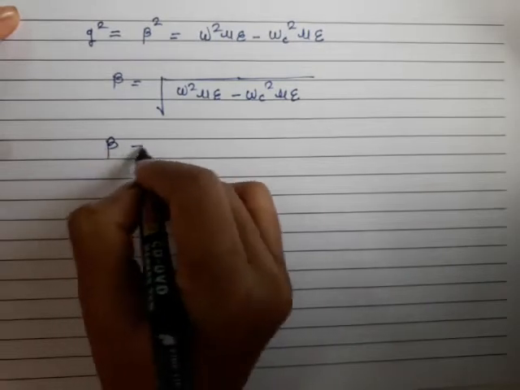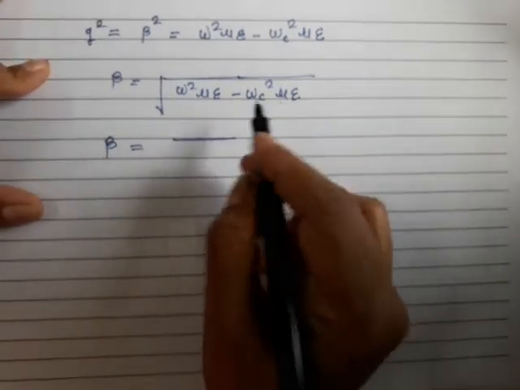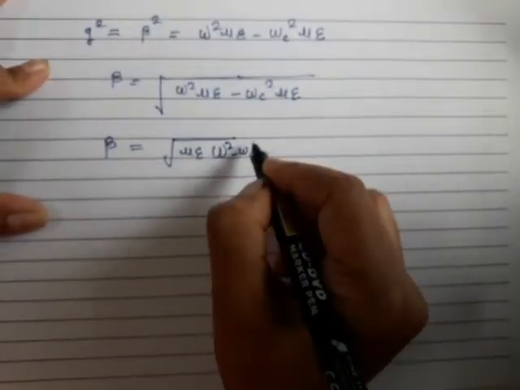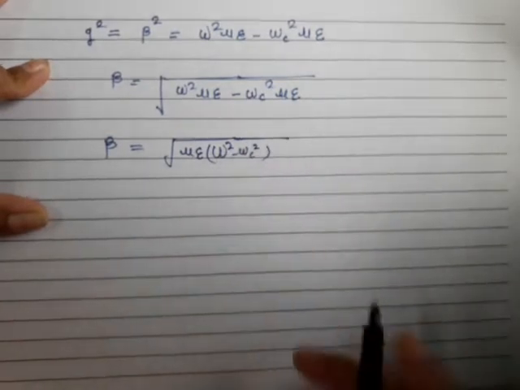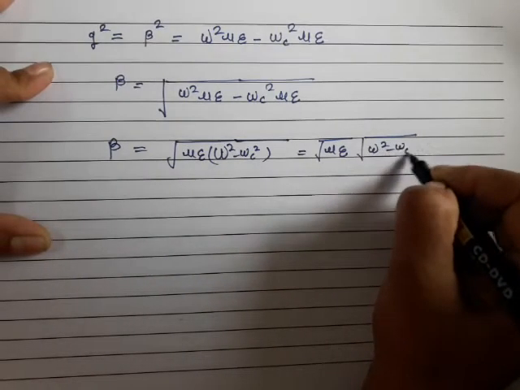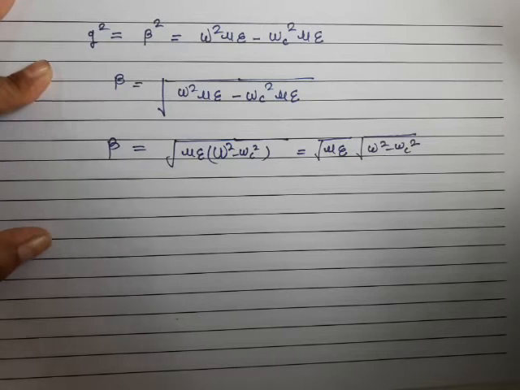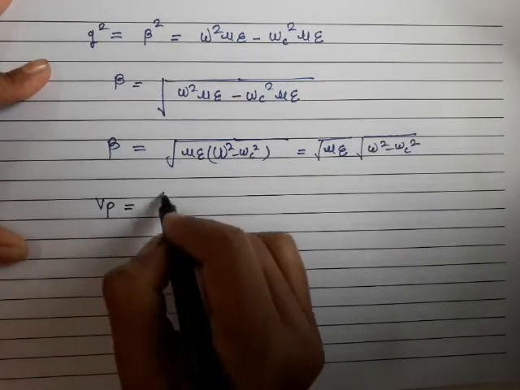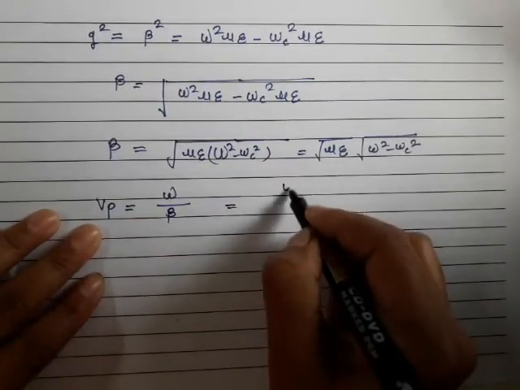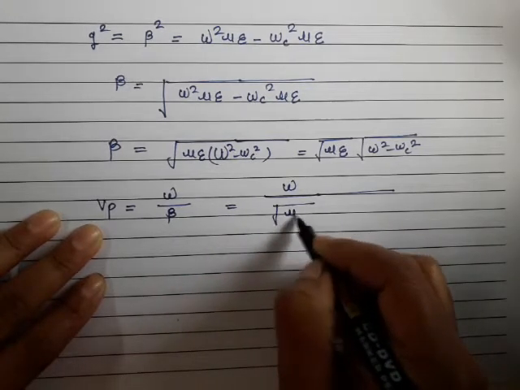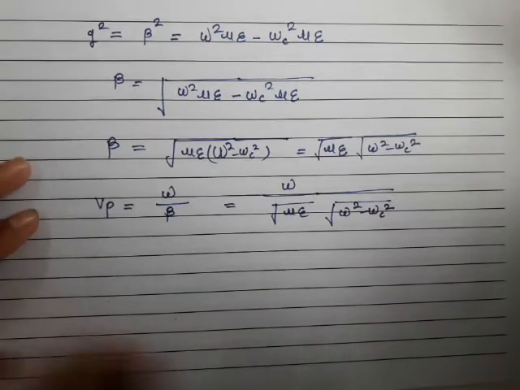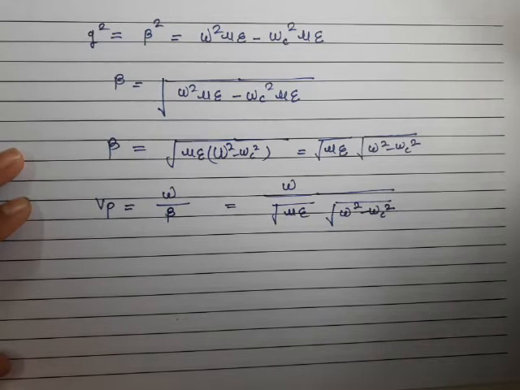So beta is nothing but the square root of omega square mu epsilon minus omega c square mu epsilon. If I solve it further, in the square root mu epsilon will be common, and omega square minus omega c square will be there. Okay, so I'm just separating out the two terms, mu epsilon and omega square minus omega c square. Now further solving, Vp is nothing but omega by beta. I have got beta over here, so I'll say omega divided by the square root of mu epsilon times omega square minus omega c square. Okay, so further solving this equation, I can calculate the phase velocity like this.